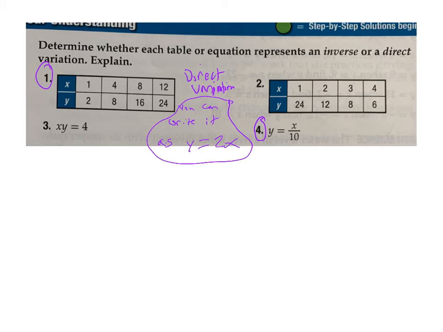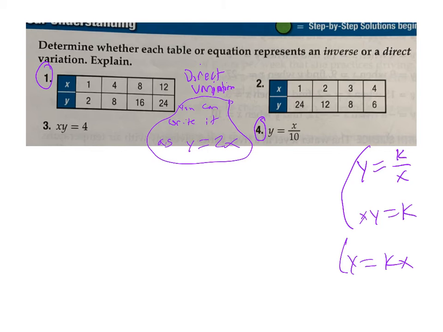How about letter number 4? If you think through our direct variation equation options and our inverse variation equation options, remember our inverse variation equations can be written like this, or like this, and our direct variation equations look like this, right? Which one of these types of equations, either these two or this second one, can I write that number 4 as?